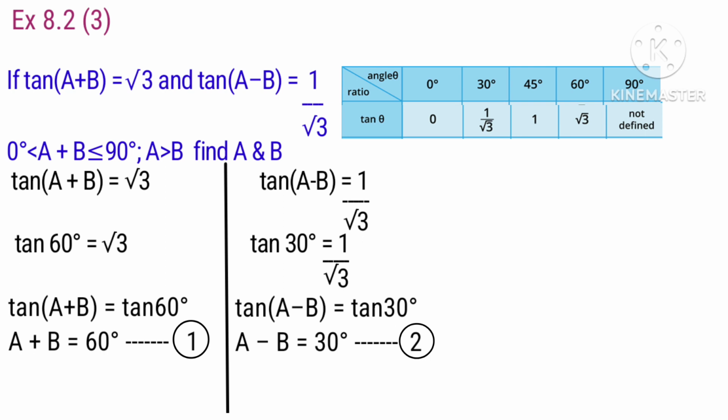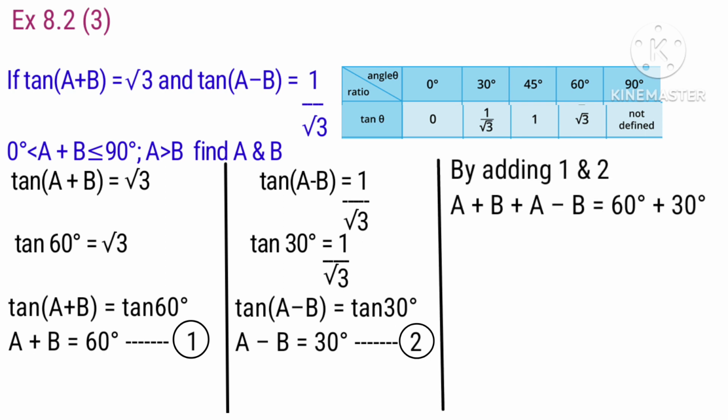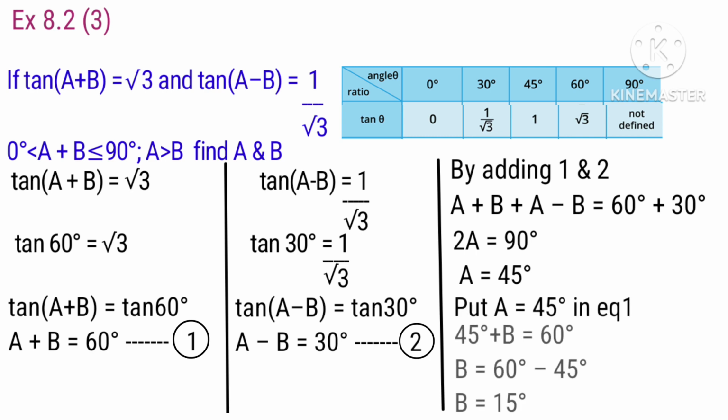Now we have to add both 1 and 2. So when we add, we'll get A plus B plus A minus B is equal to 60 degree plus 30 degree. That is 2A is equal to 90 degree. So A is equal to 90 divided by 2. That is A is equal to 45 degree. Now we have to substitute A is equal to 45 degree in equation number 1. 45 degree plus B is equal to 60 degree. So B is equal to 60 degree minus 45 degree. That is B is equal to 15 degree. So we got A is equal to 45 degree and B is equal to 15 degree.